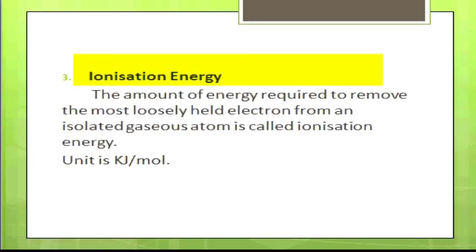A quantitative measure of the tendency of an element to lose electrons is given by the ionization energy, and its unit is kilojoule per mole. Ionization energy is always endothermic and thus is always assigned a positive value. The energy required to remove the first electron from an isolated gaseous atom is called first ionization energy.